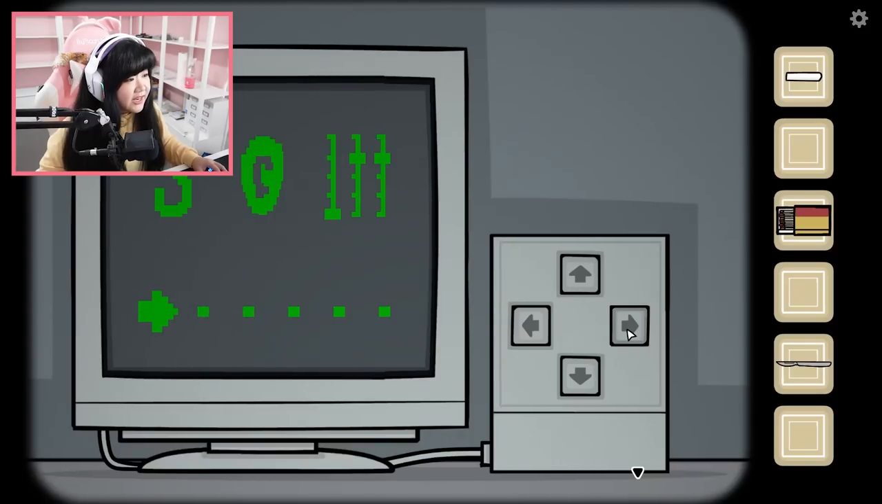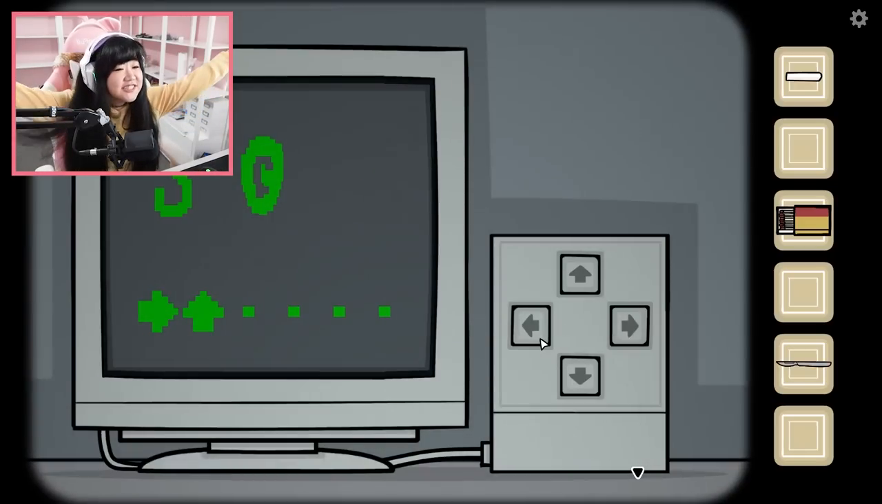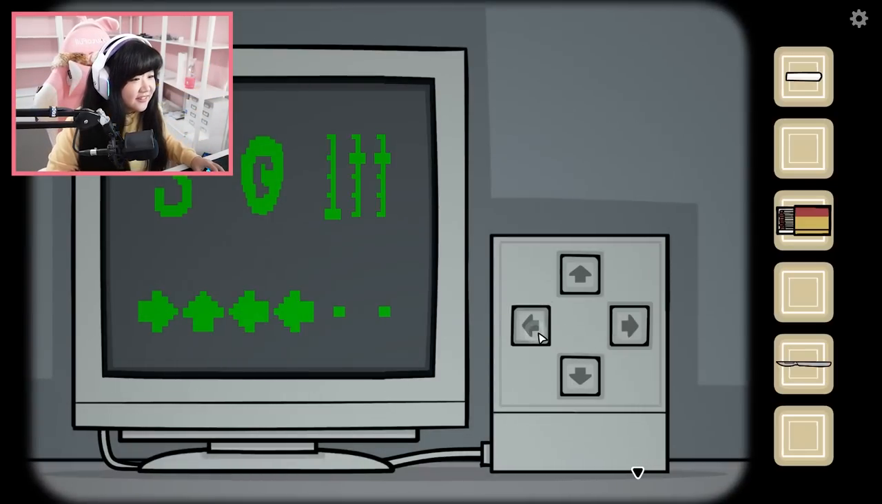Okay, right... Left. Oh, hold on. Oh, I don't know my directions, turns out. Lastic, what is going on? Okay, right, left, left, up, right, down.